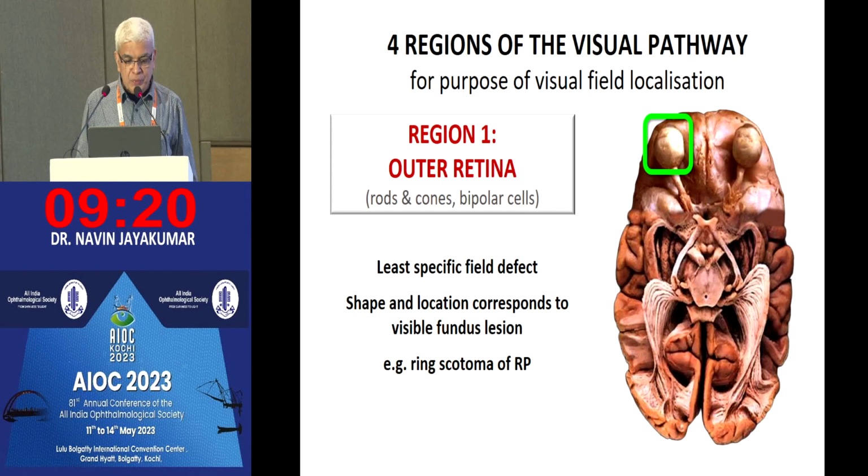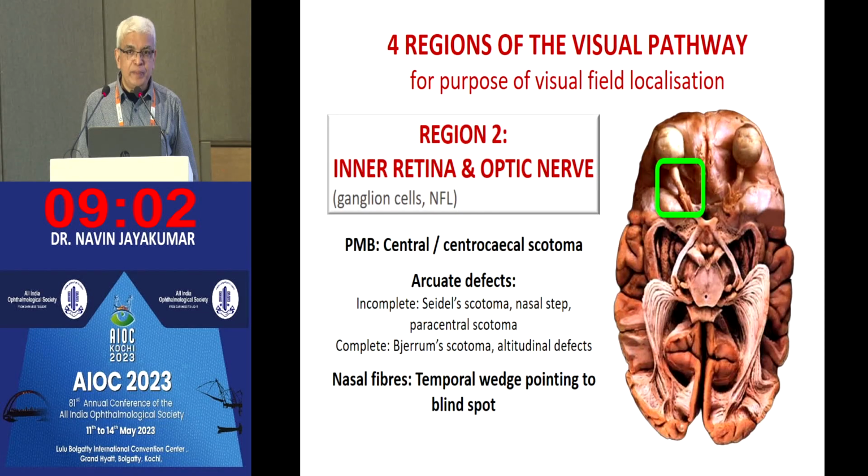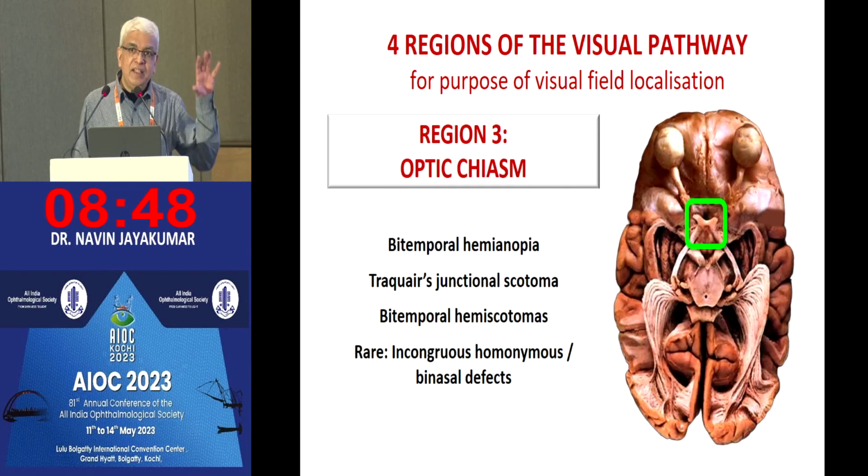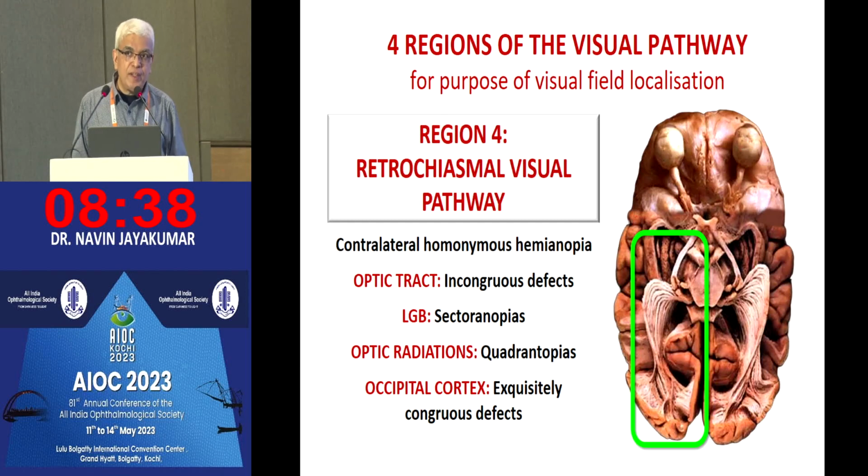The first one happens to be the outer retina, which is your photoreceptors and the bipolar cells. The general point here being that whatever field defect you get, it corresponds to a visible lesion on the fundus itself. Moving a little back, you have the optic nerve, which is actually starting from the ganglion cells, and you have the classic defects like centrocecal scotomas, central scotomas, altitudinal defects, the entire glaucoma fields, etc. Region 3 has a very characteristic defect, which is the optic chiasm. You have the bitemporal and the binasal hemianopias. And finally, the entire region behind the chiasm, the retrochiasmal pathway, results in homonymous hemianopias of different kinds and shapes if they happen to be incomplete.